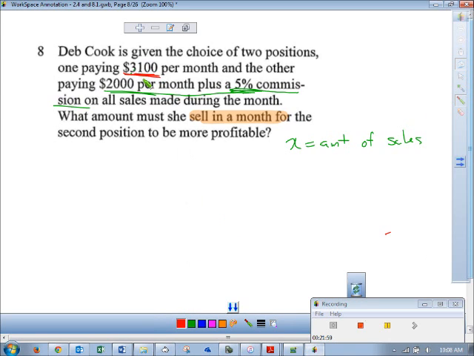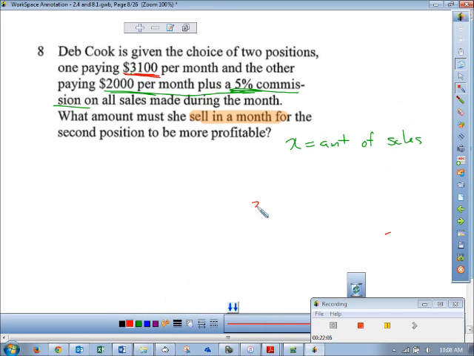If she chose the red option, in that particular month, how much would she make? $3,100. It's a flat fee, right? There's nothing that varies on that option. It's like, here you go, Deb. There's your $3,100. Thanks for working this month.